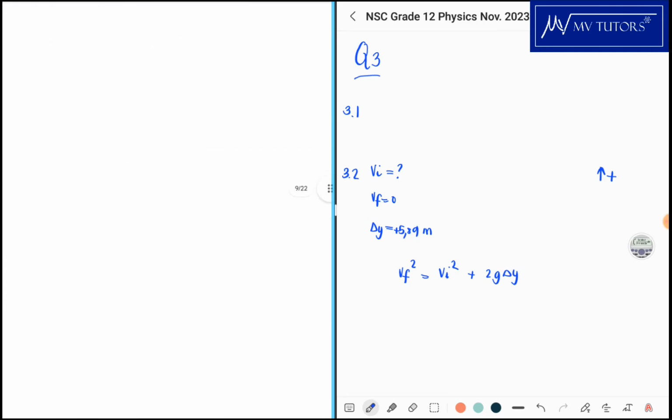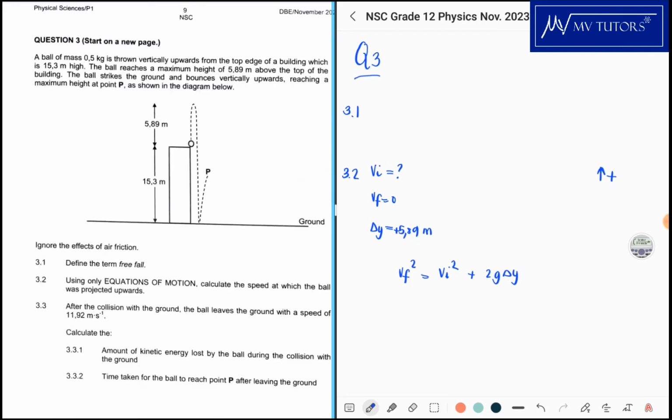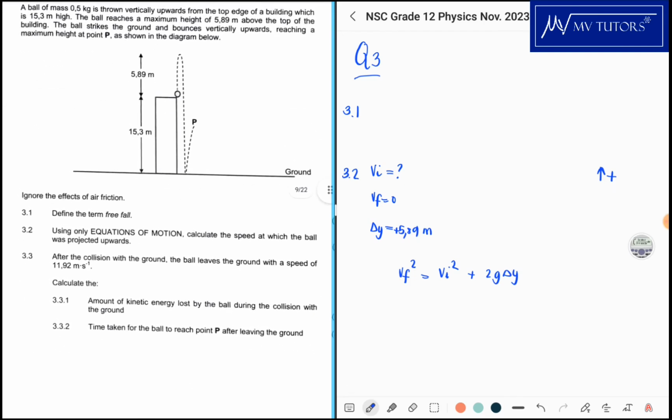Question 3. Okay, so there we are, page 9. All right, so our final velocity, we did say it is 0. And our initial velocity is what we're looking for. And then our gravitational acceleration, because it's always acting downwards, we're going to have to put a negative 9,8. And our delta y in this case is 5,89.